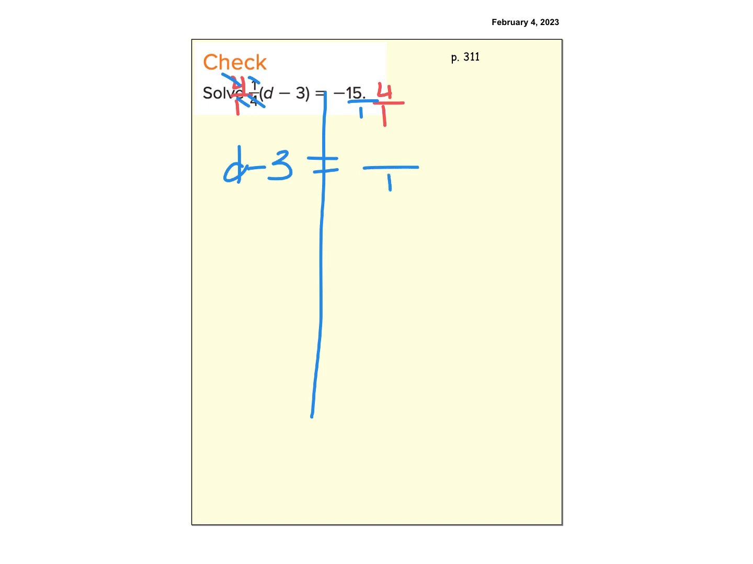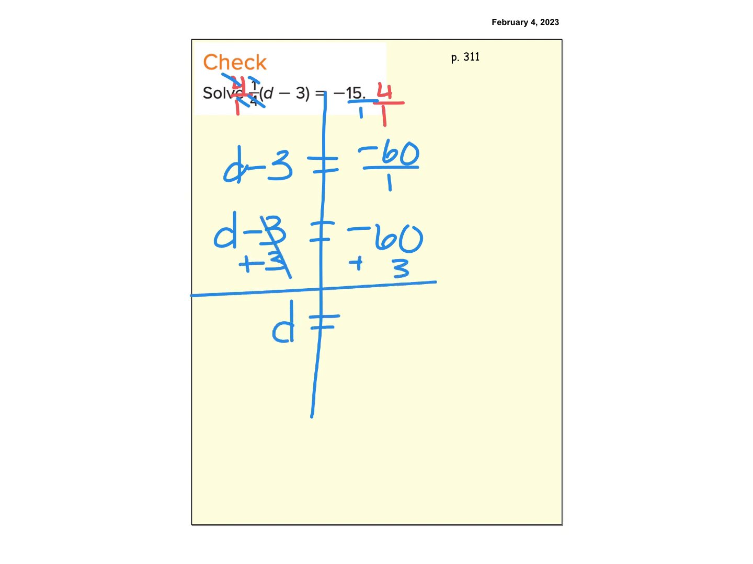Okay, so 1 times 1 is 1. 15 times 4, you can use a calculator if you do not know what that is. I'll just tell you it's negative 60. And then negative 60 over 1, that's just the same as negative 60. So then I have d minus 3 equals negative 60. I'm going to add 3 to both sides. I get d equals negative 57. There's my solution.